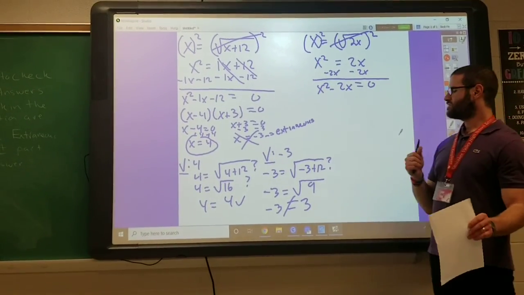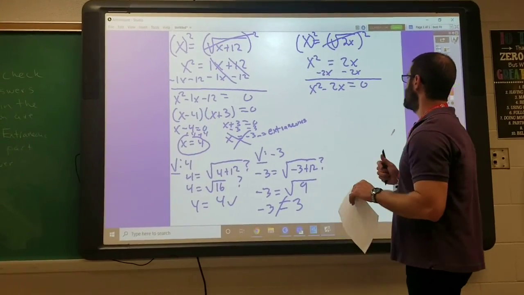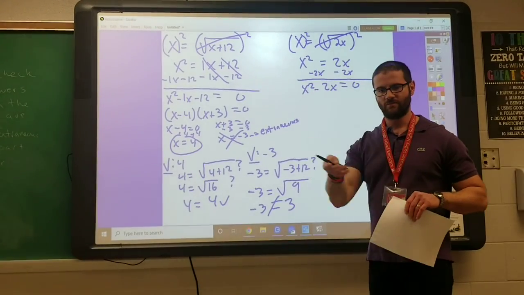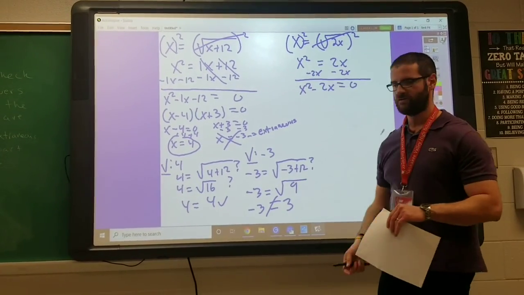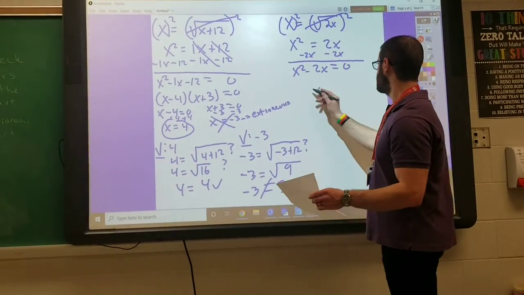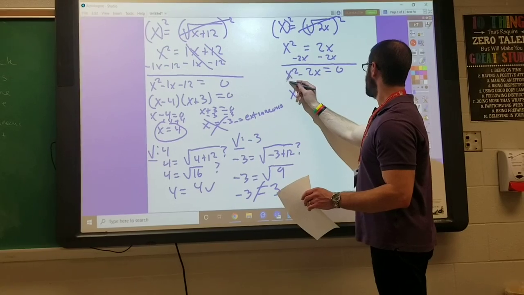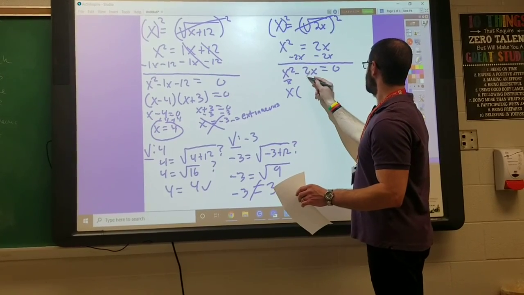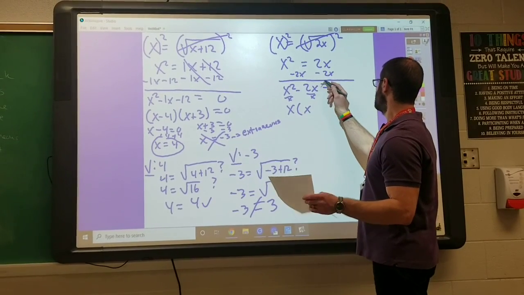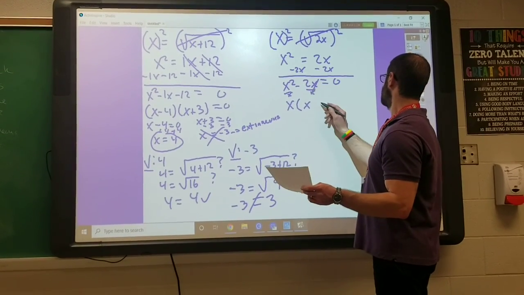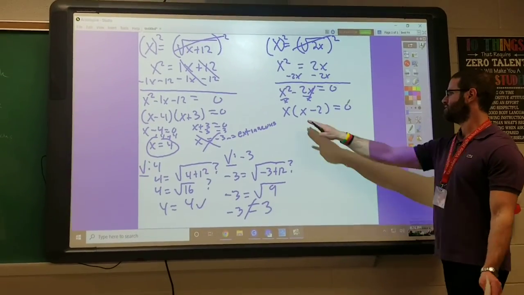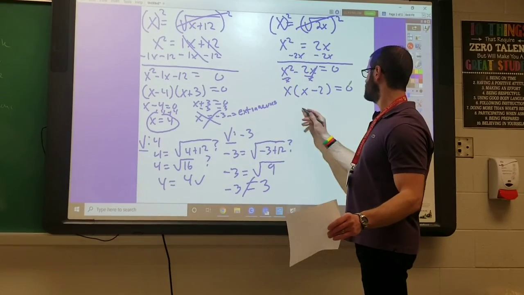Okay, so we can solve this by factoring. But we're thinking along the lines of a GCF, factoring by greatest common factor, which we did earlier in the semester. So what do both terms have in common? An x, right? So we factor out an x. Remember, factoring out means we divide by x. So x squared over x, I'd be left with just x. 2x over x, right, is just 2. So I'd have x times x minus 2 equals 0. That's the factored form. Set each one equal to 0.